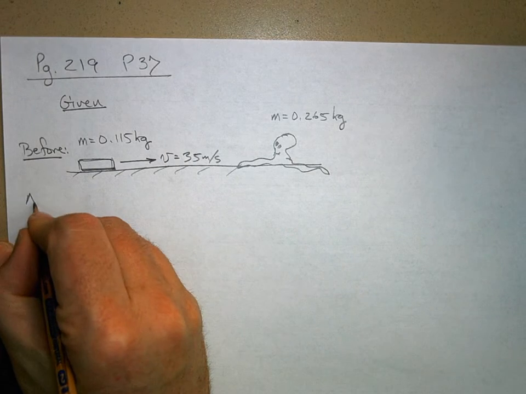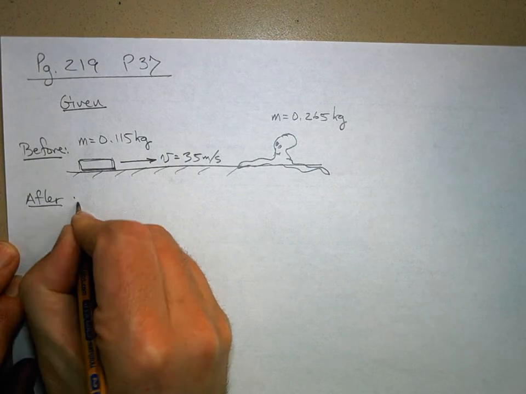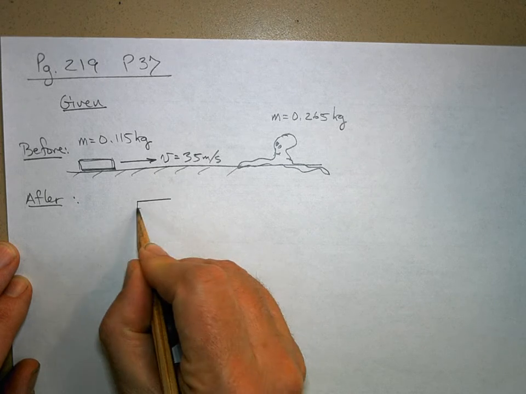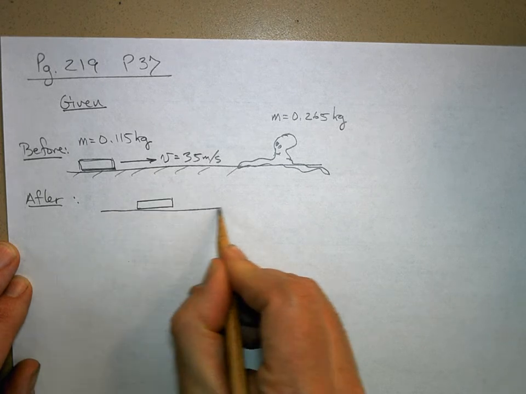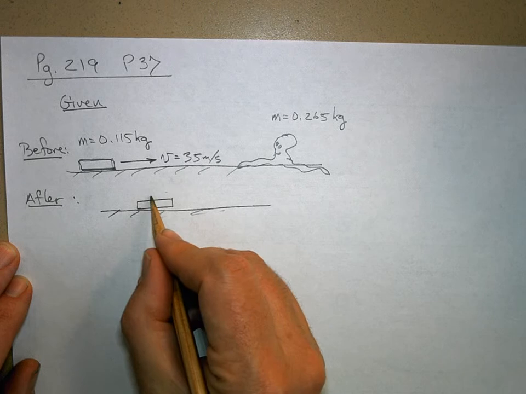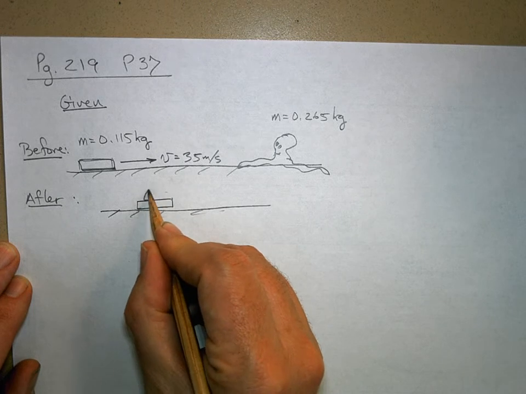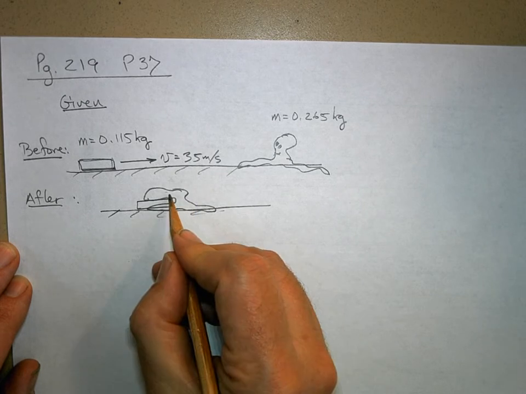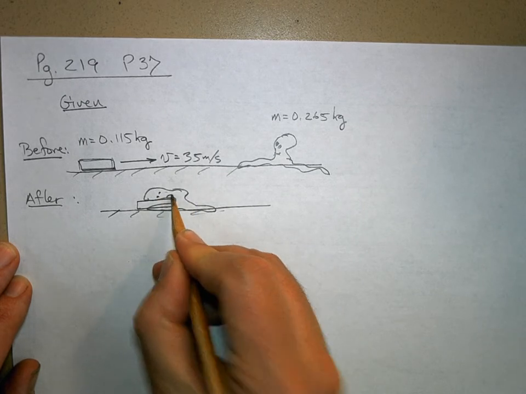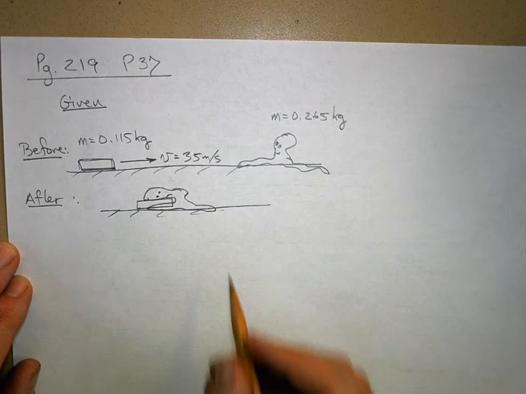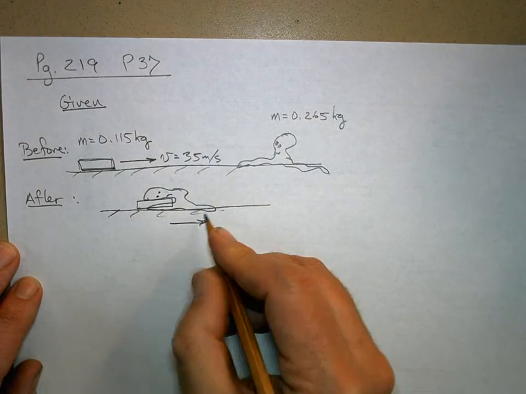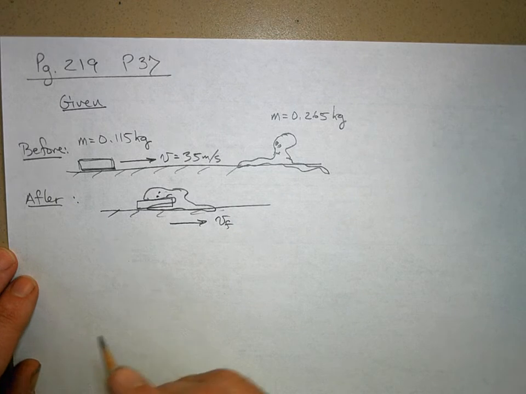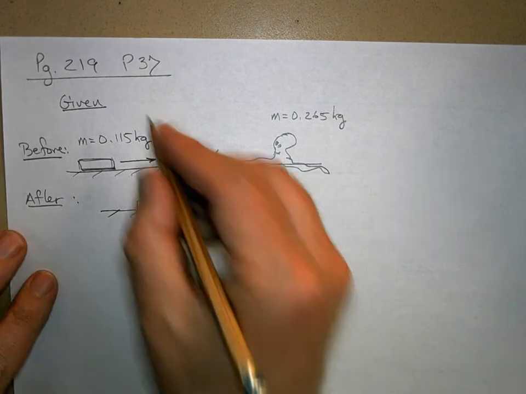So after, they're stuck together. So here's the ice. And here's the octopus kind of wrapped around it or whatever. But it's moving as one thing, with a certain final velocity, V final. And we want to find that final velocity.